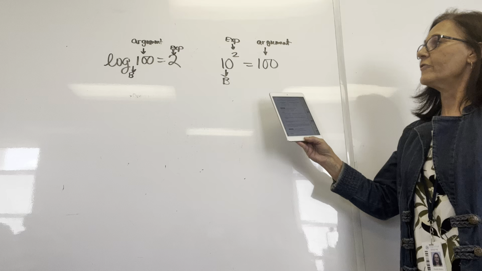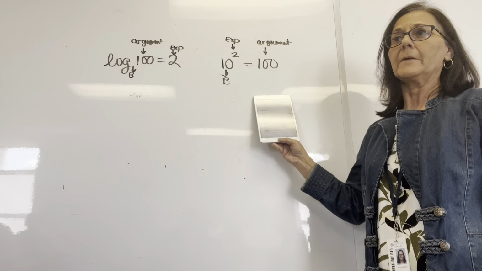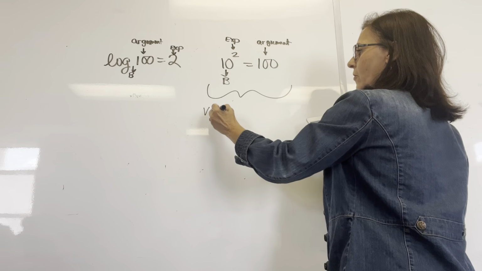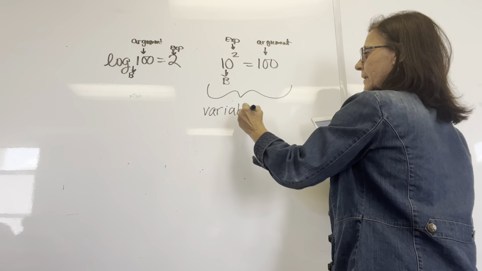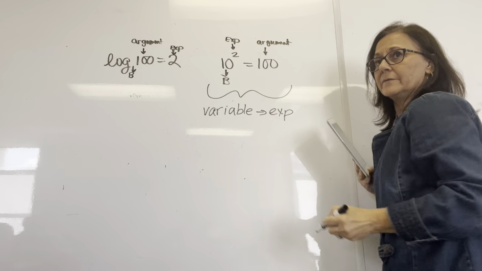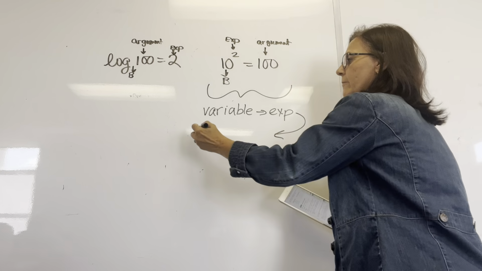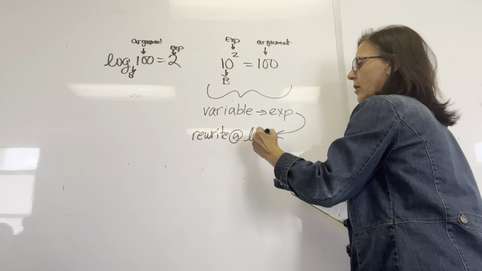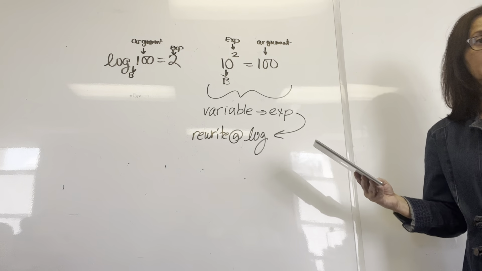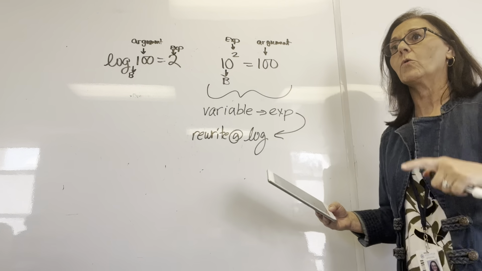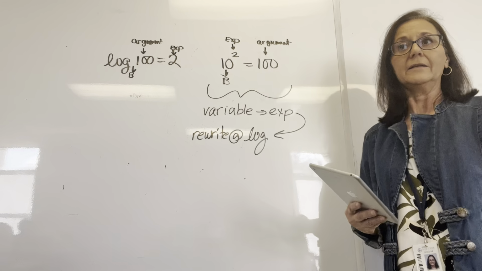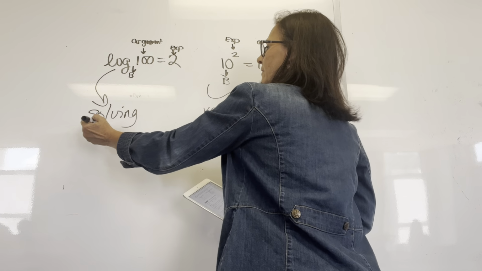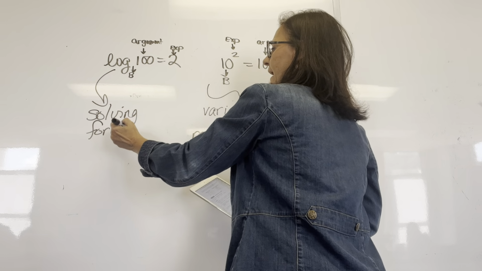In every exponential equation, if the variable is in the exponent position, we're going to rewrite it as a log and solve for the exponent. So when we have to solve for the exponent, we're going to logs. Got it? Logs is when we're solving for the exponent.